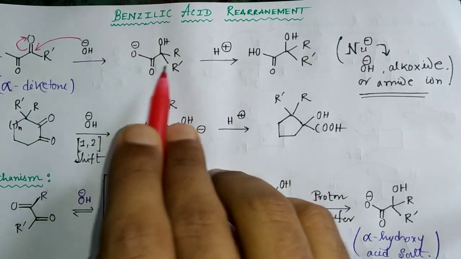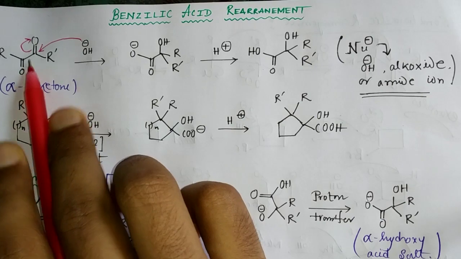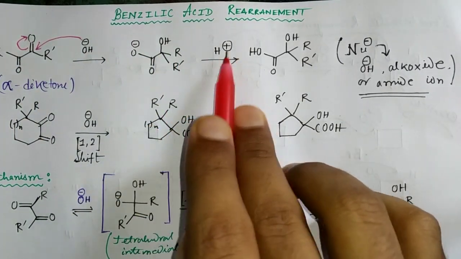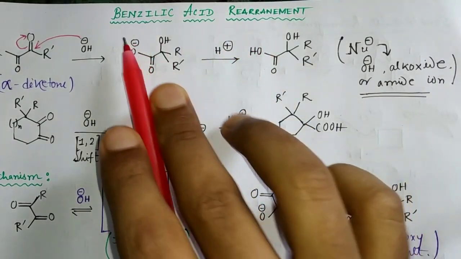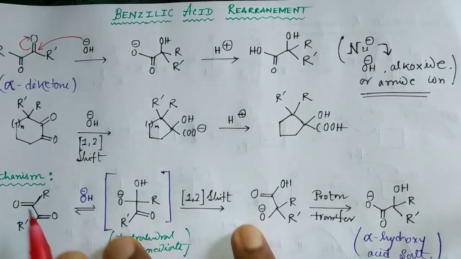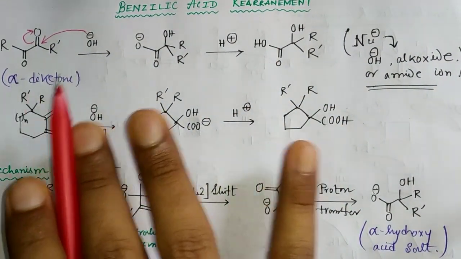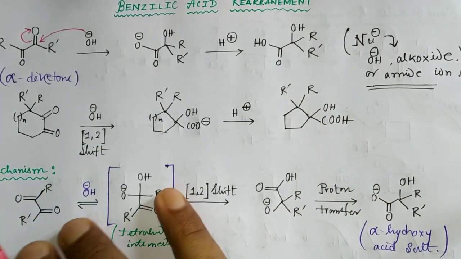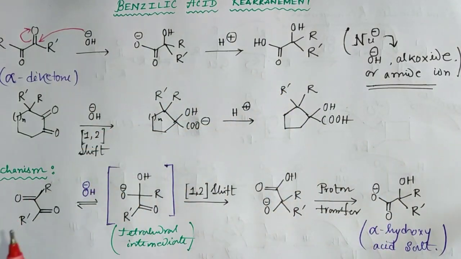Now, in this product, the R group will selectively migrate to the center, and that is why you get this kind of intermediate. After hydrolysis, that is protonation of the O minus, you get this type of product. This is an important concept: your alpha diketone, or this 1,2-diketone, is a very important substrate for the benzilic acid rearrangement.